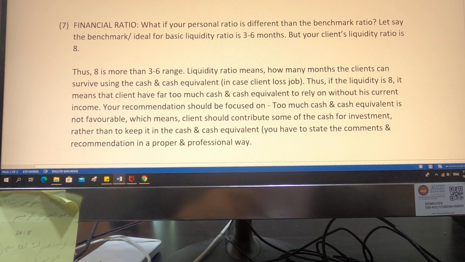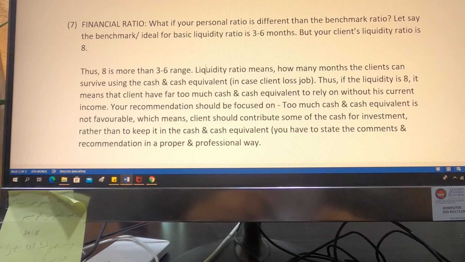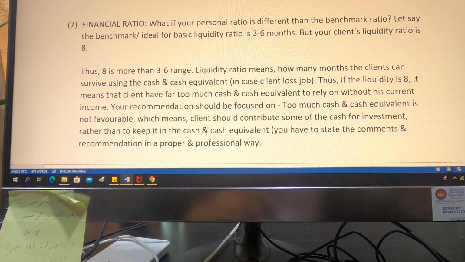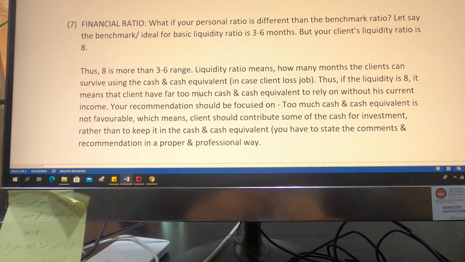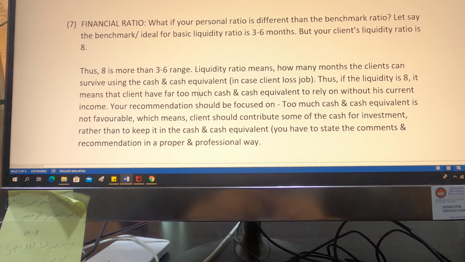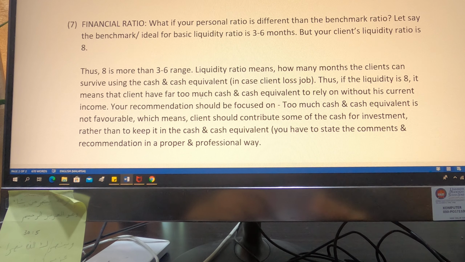Liquidity ratio means how many months the client can survive using the cash that they have in case the client loses their job. So in this case, if the liquidity is 8, it means that your client has too much cash, which means you have to recommend your client to invest some of the money in an investment account, for example, unit trust or fixed deposit, rather than keep it in cash and cash equivalents.